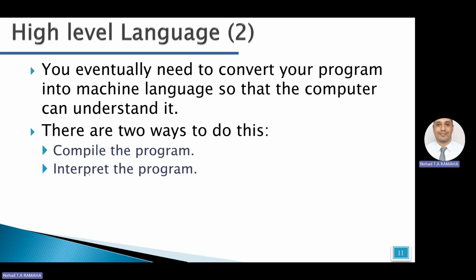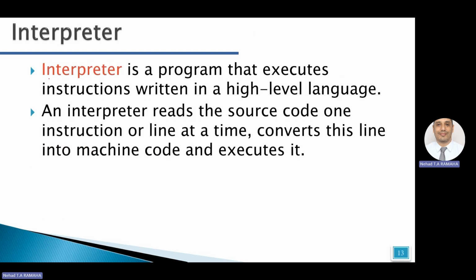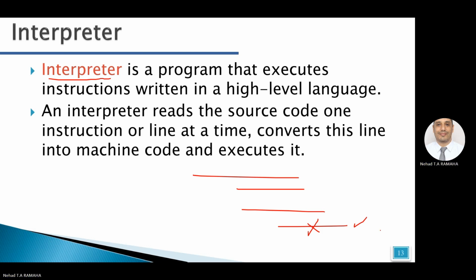The interpreter interprets the program. It executes the code line by line. Okay, I have many lines of code and this line has an error. If I did not reach this line, or did not use the line that has the error, the interpreter will not stop you, because it takes the code line by line and runs or executes it.